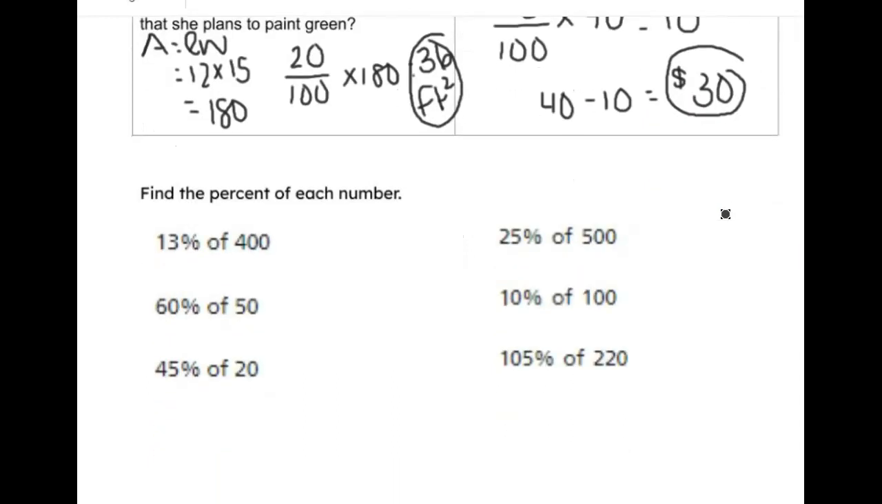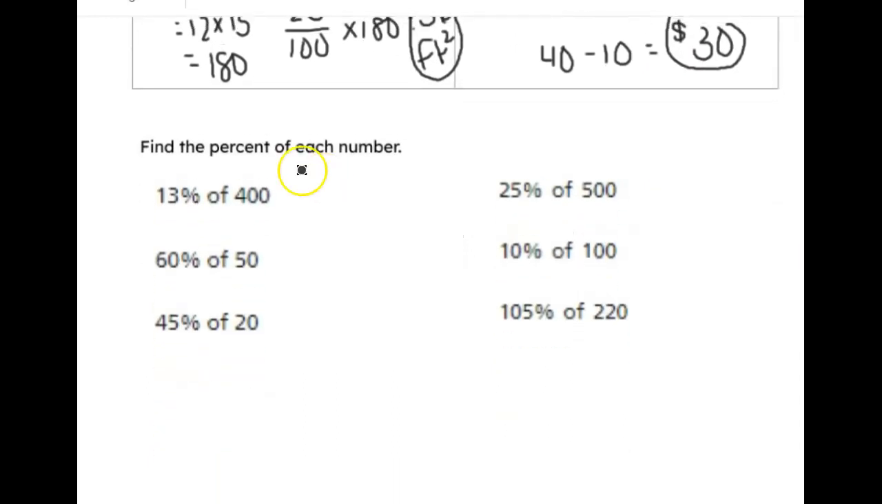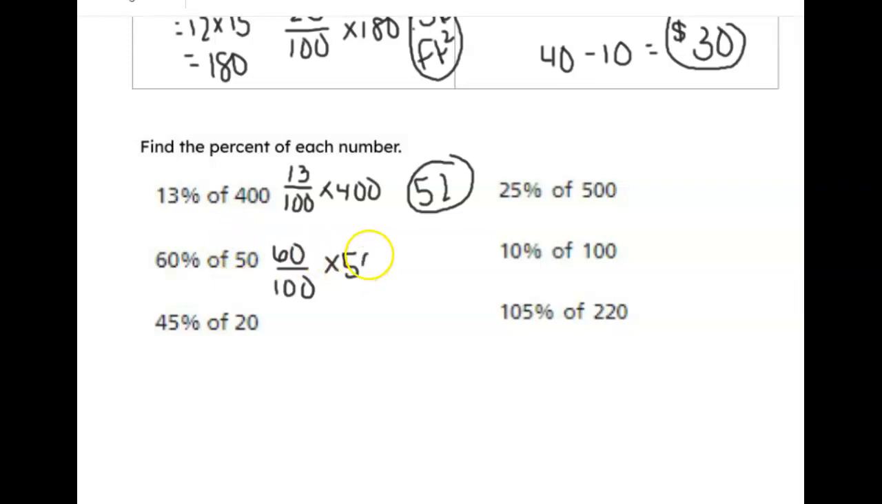Okay, then down here at the bottom are the ones that don't have words with them. So 13% of 400, that means we're going to take 13 over 100 times 400. I got 52 as my answer there. 60% is 60 over 100 as a fraction. Of means multiplication, and we're going to multiply it by 50. So 60 over 100 times 50, I got 30.